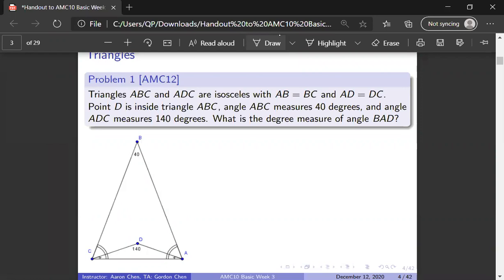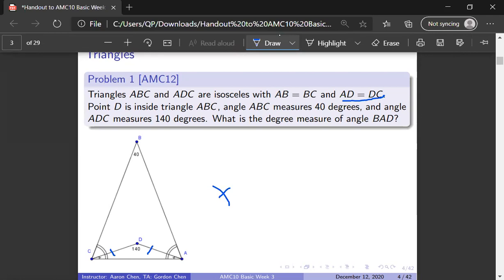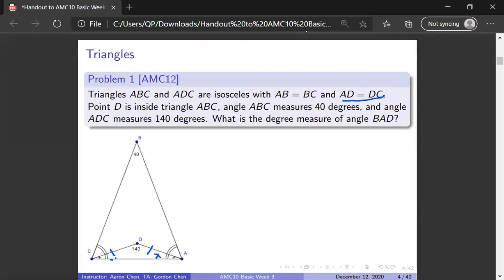All right, we can do this problem bit by bit. First of all, let's focus on triangle ACD. From the first sentence of the problem, we have that AD equals DC. That tells you that the two angles marked like this are congruent to each other. If you let both of those be x, then 2x plus 140 equals 180, and so x equals 20.